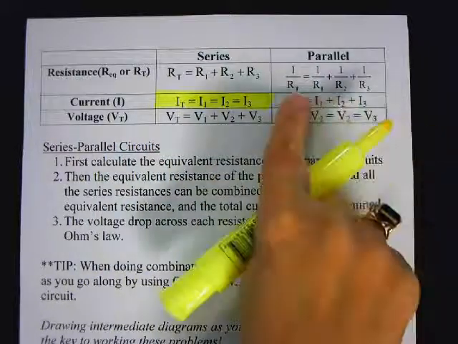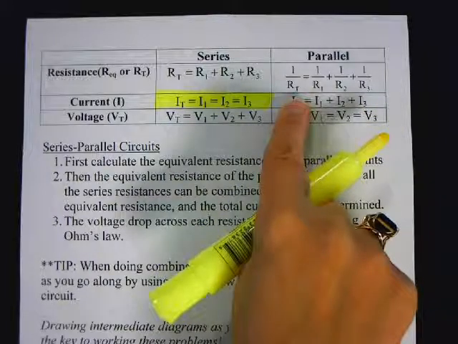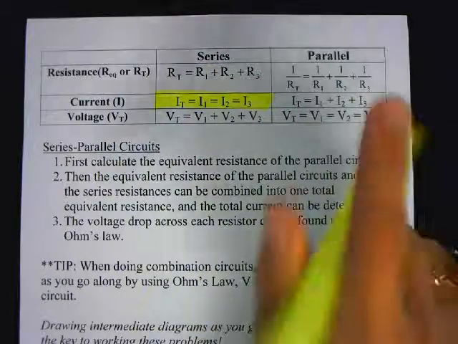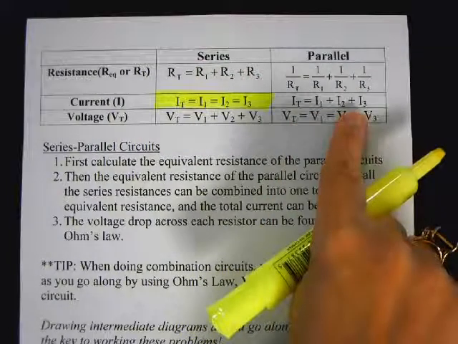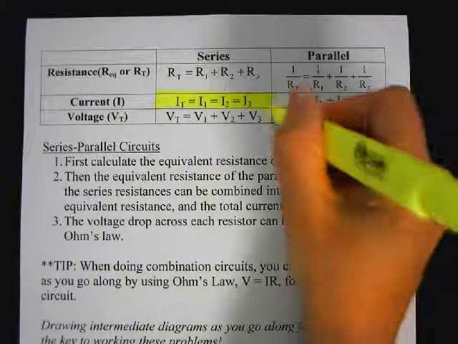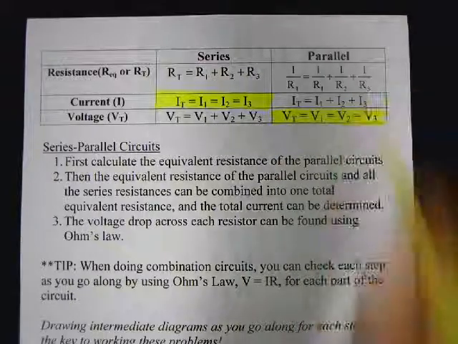In parallel, to find the equivalent resistance, 1 over the equivalent resistance is 1 over R1 plus 1 over R2 plus 1 over R3, etc. The difference is the current adds up in parallel, and what's the same or equal is the voltages.